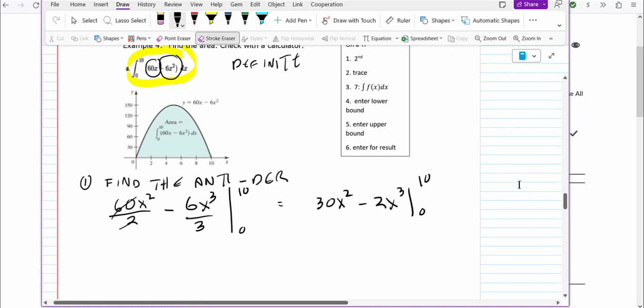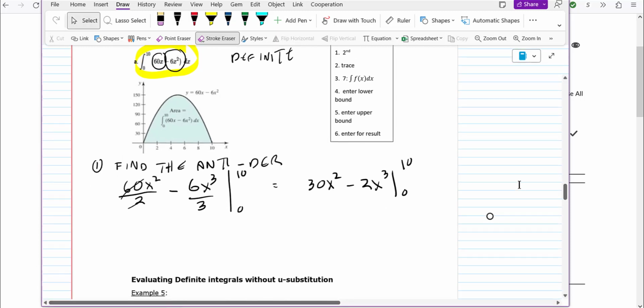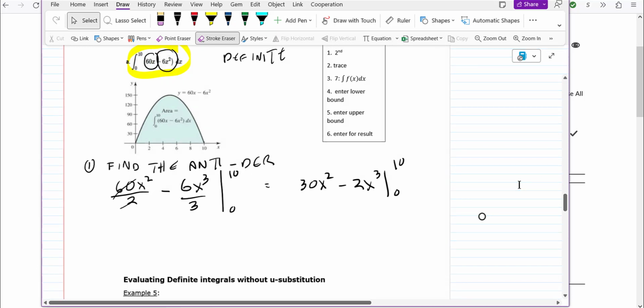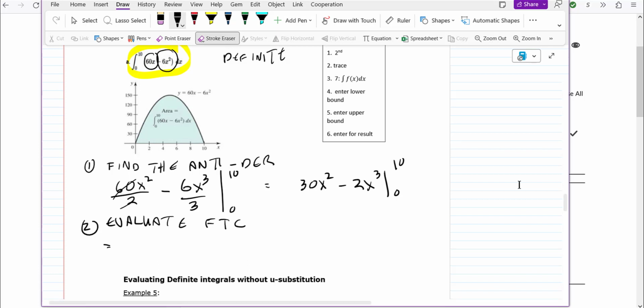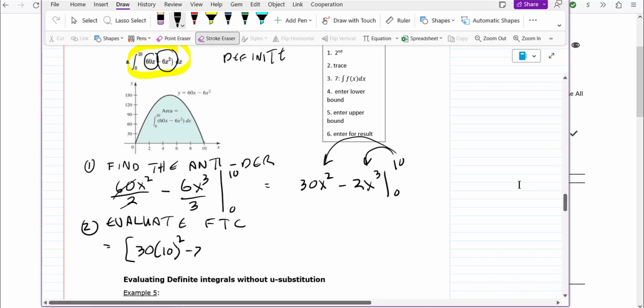So you get your antiderivative. And again, everything I've shown you in this section so far doesn't have to do with use substitution. It's stuff you can do in your head. Now what you do is you evaluate. And what we're using is what we call the fundamental theorem of calculus, FTC. What that tells you is the way that you plug in these limits. You always plug in the upper limit first. So we're going to do 30 times 10 to the second minus 2 times 10 to the third, like that.